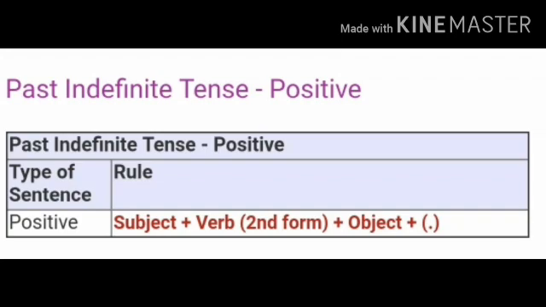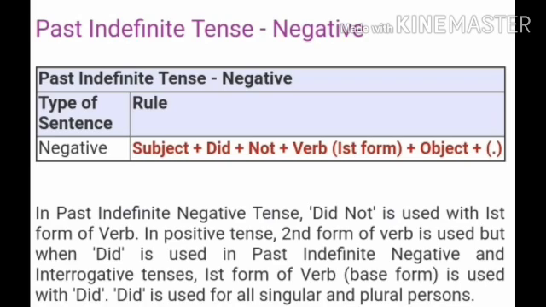Now see how we can form positive sentences of this tense. To make positive sentence, we have to use subject at the beginning of our sentence, and after that we will use second form of verb plus object, and then object is followed by a full stop. It is quite simple that we are going to use second form of verb in our positive sentences of past indefinite tense.